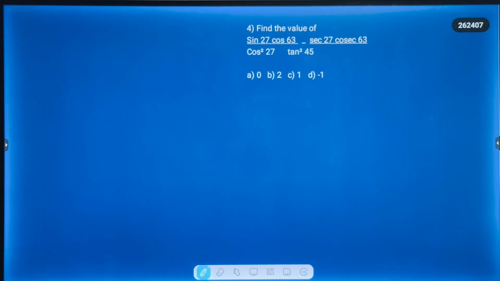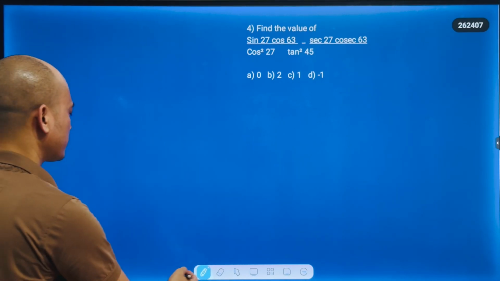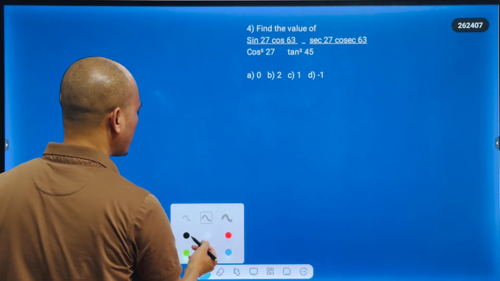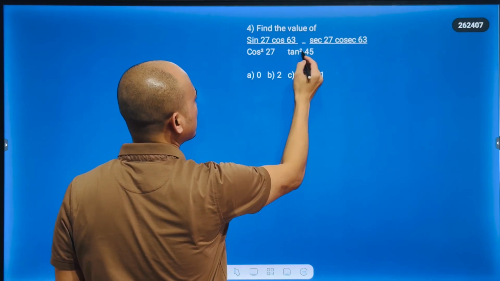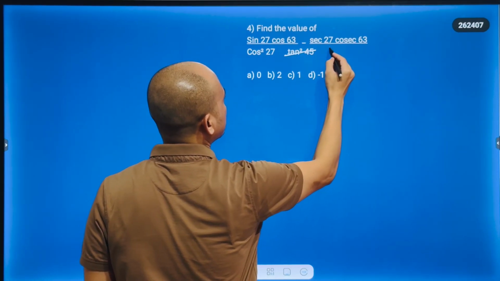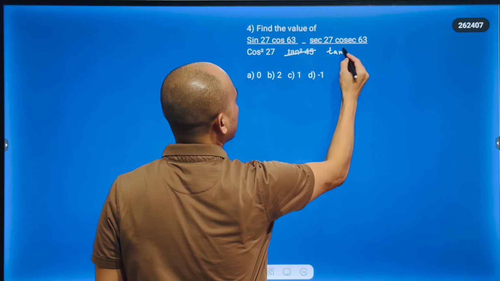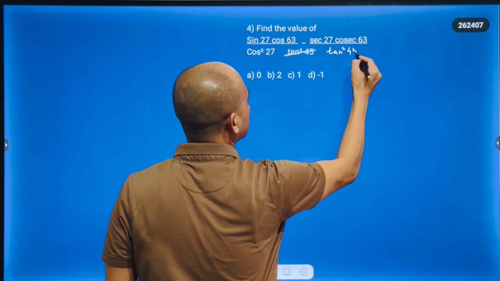So number 4, find the value of sin 27 cos 63 by cos square 27 minus sec 27 cosec 63 by tan square 45. The question has shifted a little, actually this tan square 45 should be here, tan square 45.